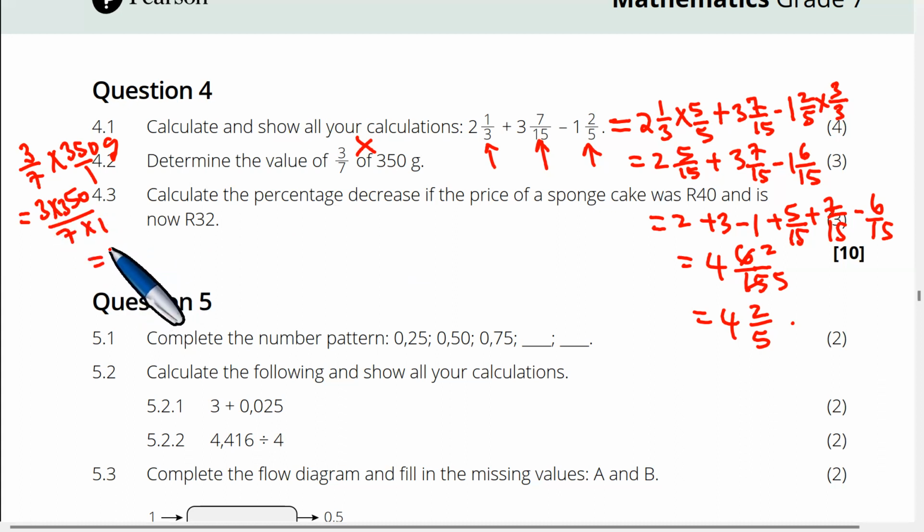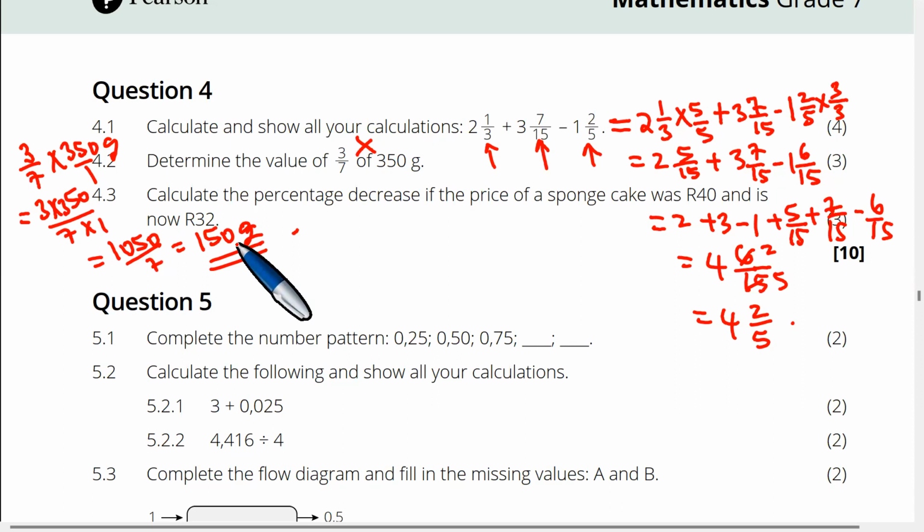3 times 350 is 1050 over 7. Dividing this is 150 grams. 150 what? Grams. And this is the answer. So if you need to determine the value of that, the answer is 150 grams. Right, next question.